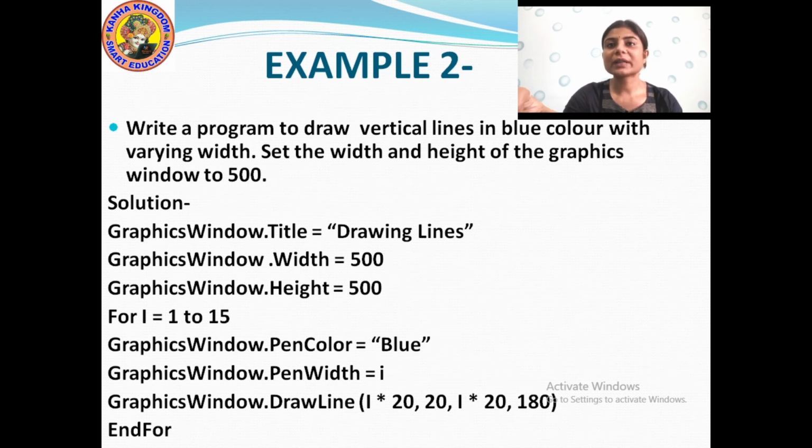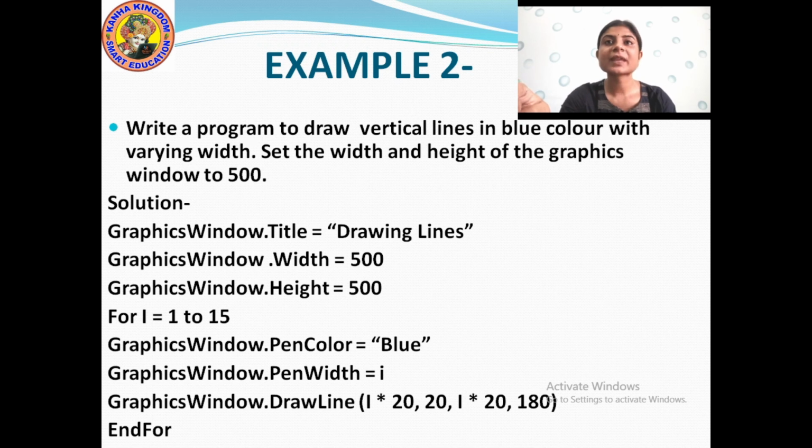Then there are different properties of graphics. So students, there are the different properties of graphics window object. Those are the graphics window width, then graphics window height, graphics window background, graphics window title, graphics window pen color, graphics window pen width, and graphics window brush color. Okay, and the different font properties are graphics window font name, graphics window font size, graphics window font bold, and if you change the value to true or false accordingly, the font will be changed into bold or italic, graphics window font italic.